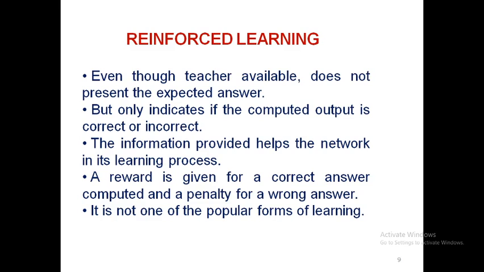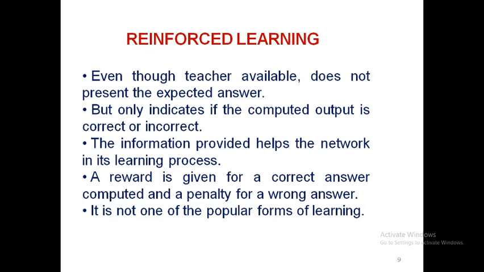In unsupervised learning, there is no teacher. Simply based on the observation from the input patterns only, the ANN has to provide the output. In reinforced learning, a teacher is available, but he will say either yes or no, correct or wrong. That information will be provided to the network. The ANN needs to learn from the information provided.